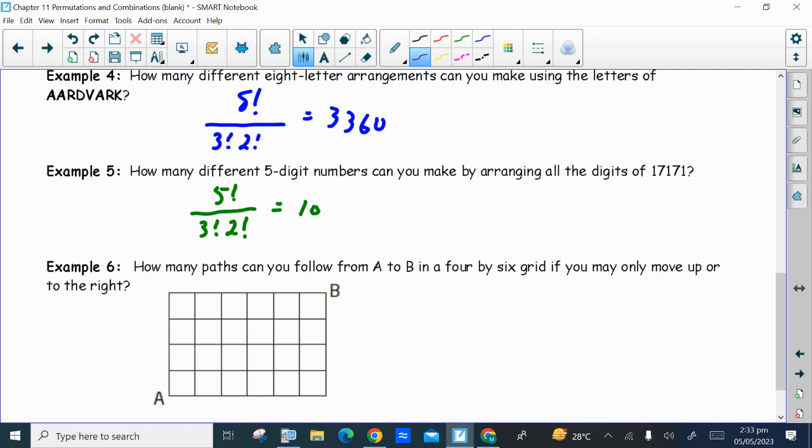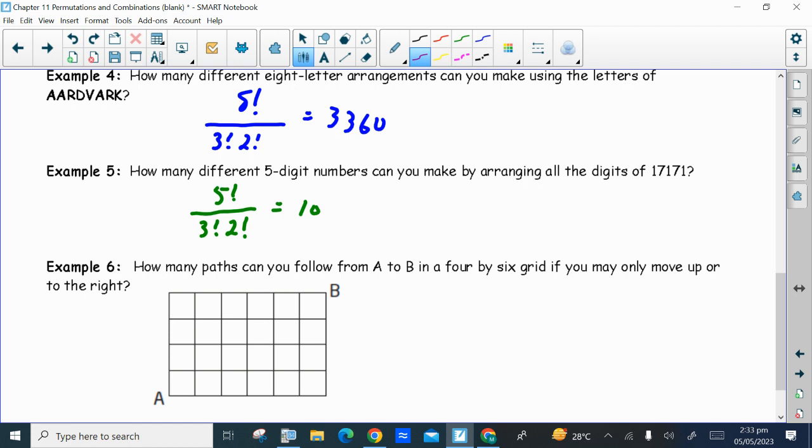We can use this same process to deal with a question like number 6. How many paths or routes can you follow from A to B in a 4x6 grid if you may only move up or to the right? So no backtracking. This can be done using repetition.